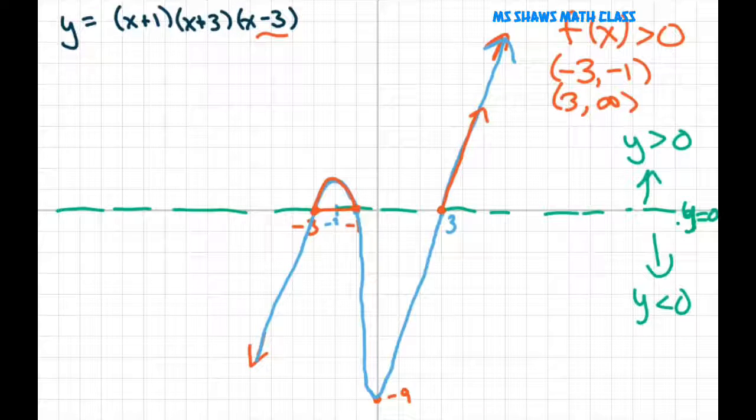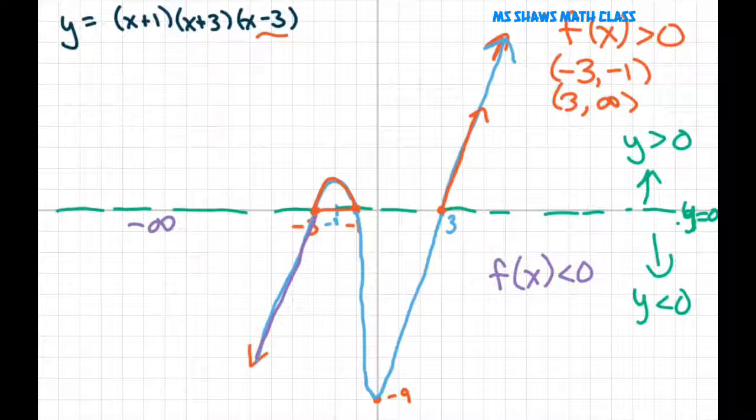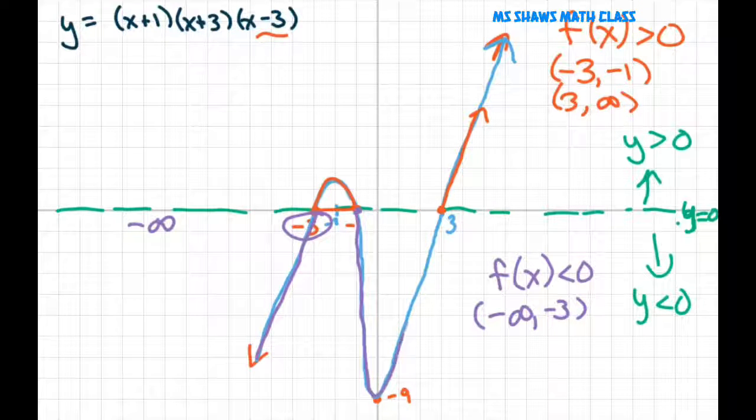All right? And where is it less than 0 or negative? So that's going to be this portion, which is negative infinity to -3. And also, this is below. So below the y equals 0 here. And that part is -1 to 3.